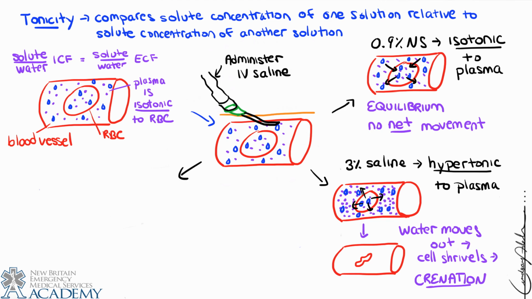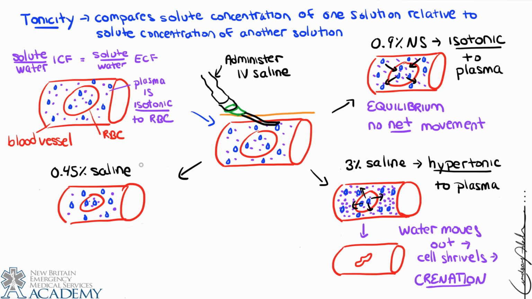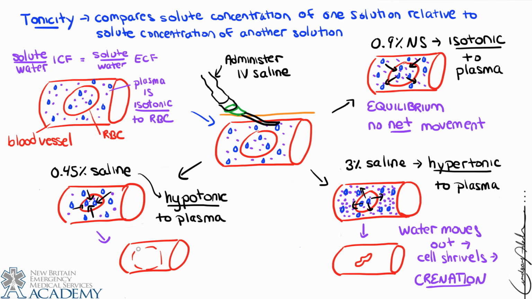And then one more, let's compare to 0.45% saline. So let's say that now we've administered saline which has half the concentration of salt that normal saline does, and so we can refer to that solution as hypotonic. It would be hypotonic to the plasma because it has a lower salt concentration than plasma does. And so now we see a relatively low number of solutes in the plasma in comparison to what's in the red blood cell. So again, we'll say the membrane is permeable only to water, not to solute, and we have net movement of water into the cell.